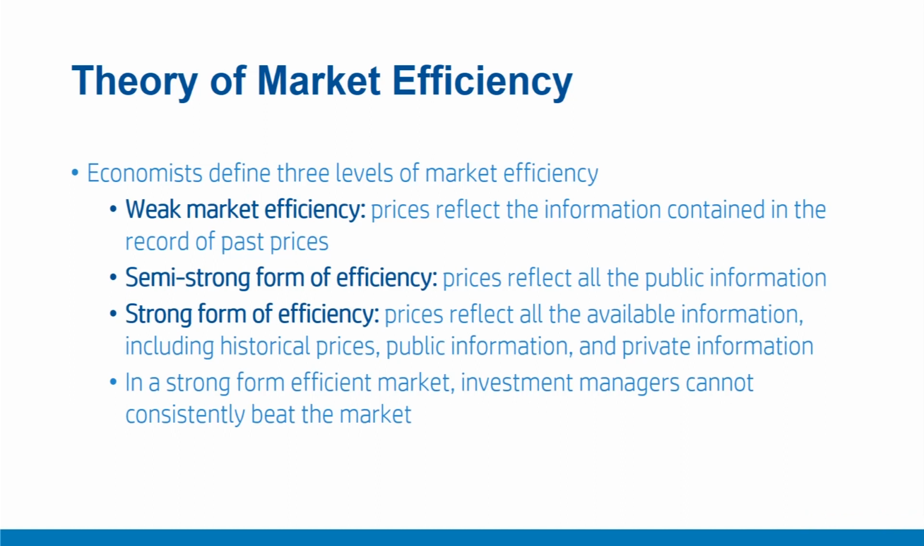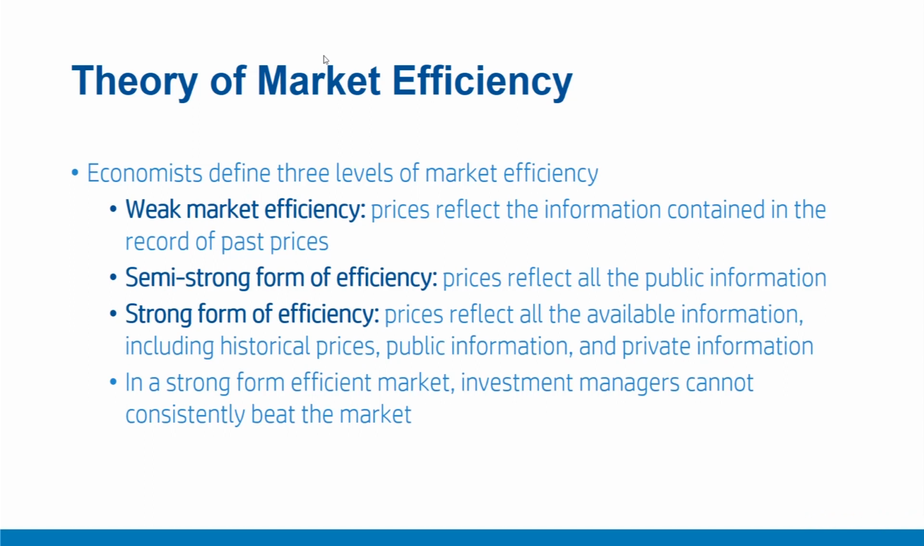Economists define three levels of market efficiency that are distinguished by the degree of information reflected in security prices. In the first level, prices reflect information contained in the record of past prices. This is called weak form of market efficiency. If markets are efficient in the weak form sense, then it is not possible to make consistently superior profits by studying historical returns. Prices will follow a random walk.